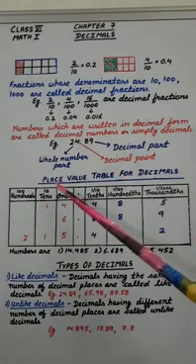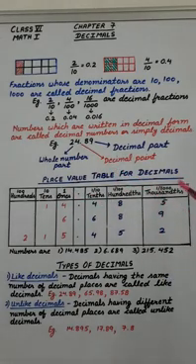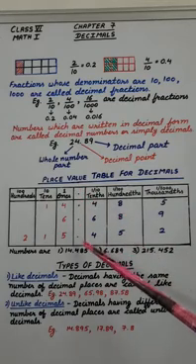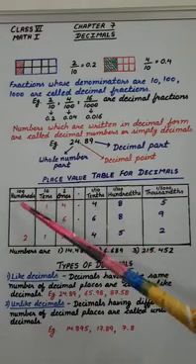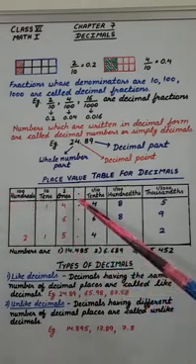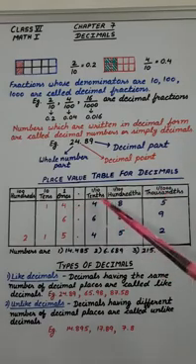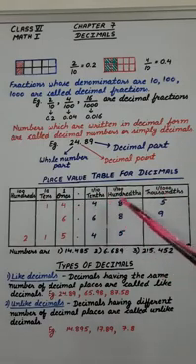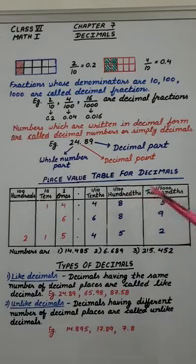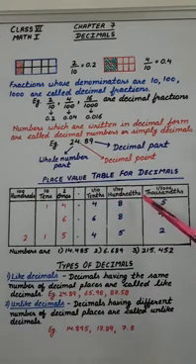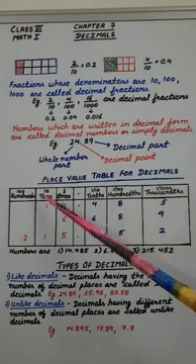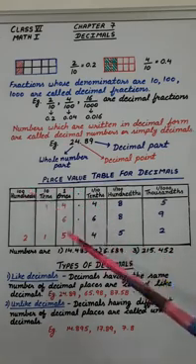Now let's see the place value table for decimals. Here, this is the decimal point. Now before the decimal, it is simple: ones, tens, hundreds, thousands and so on. But after the decimal, what do we have to write? It is tenths, hundredths, thousandths. So tenths is 1 by 10, hundredths is 1 by 100, thousandths is 1 by 1000. Ones is 1 only. Tens, 10. Hundreds, 100.